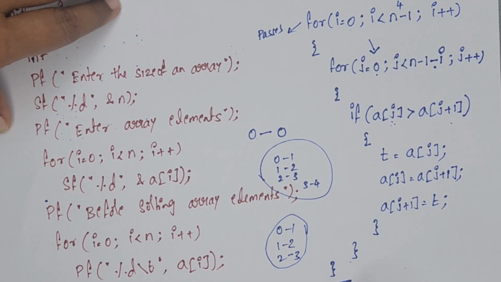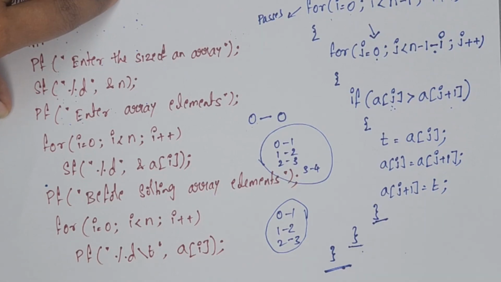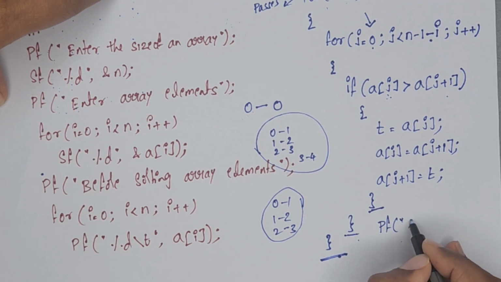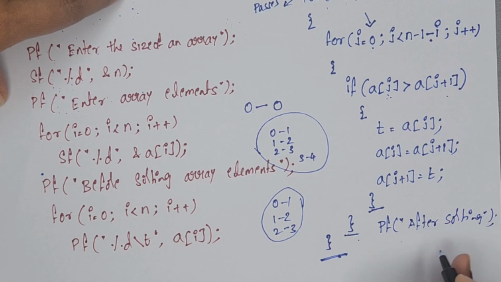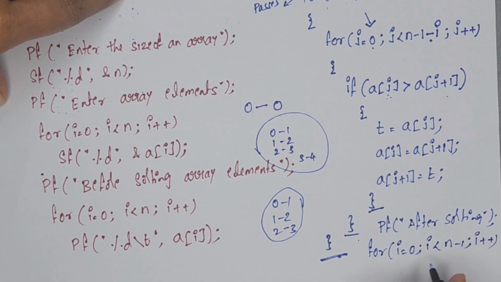the i loop. This is i loop. This is j for loop closing brace. This is if condition. Once it exits from this for loop, after sorting also again we have to print array elements. So printf after sorting array elements. Again using for loop we have to print array elements. i less than n minus 1, i plus plus, printf %d \t for tab spaces in between the elements, a of i.